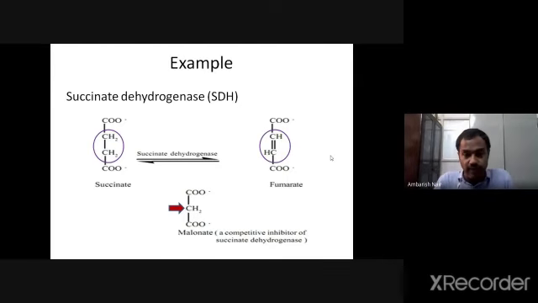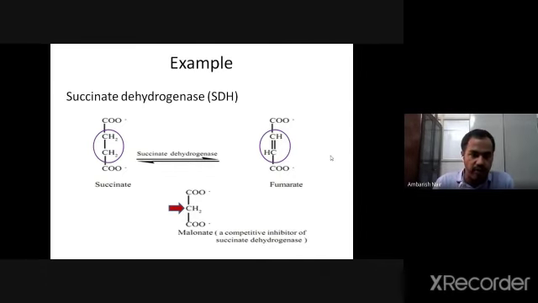So succinate forms fumarate because it can form the double bond. Malonate cannot form fumarate because it has got only one CH2 group. So malonate is a natural competitive inhibitor for succinate dehydrogenase, an enzyme. Succinate and malonate compete, and succinate forms fumarate if more succinate is present. But if succinate concentration is less and I introduce more malonate, no fumarate will form, so succinate dehydrogenase will stop at a particular stage.